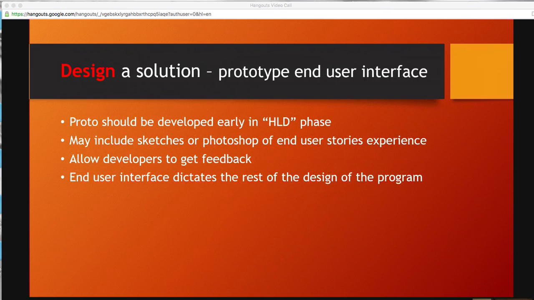So there's a prototype of the end user interface, and that's in the design and solution phase. The prototype should be developed early in the high-level diagram phase. It may include sketches or Photoshop of the end user story experience, again to draw an image, and it allows developers to get feedback. So if they need to make any changes that the end user or the client just doesn't like, they can get that beforehand. That way, before we get all these layers of code in, we can change that now. So the end user interface dictates the rest of the design of the program in essence.